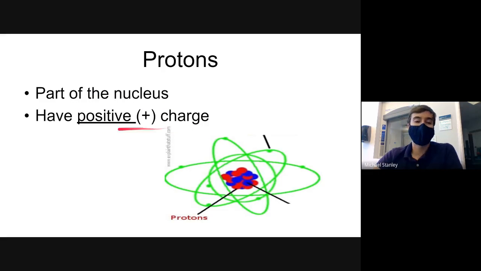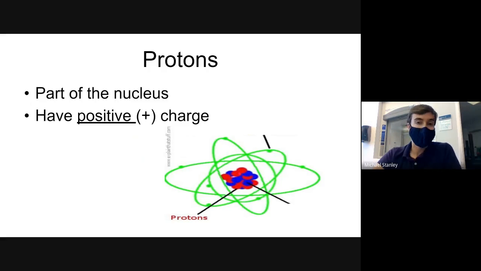So if we wanted to represent the charge on a proton, we could use a little plus sign. So easy to remember, protons are positive. P for proton, P for positive. So they're hanging out here in the middle of the atom inside the nucleus. So we've got our positive protons in the nucleus.